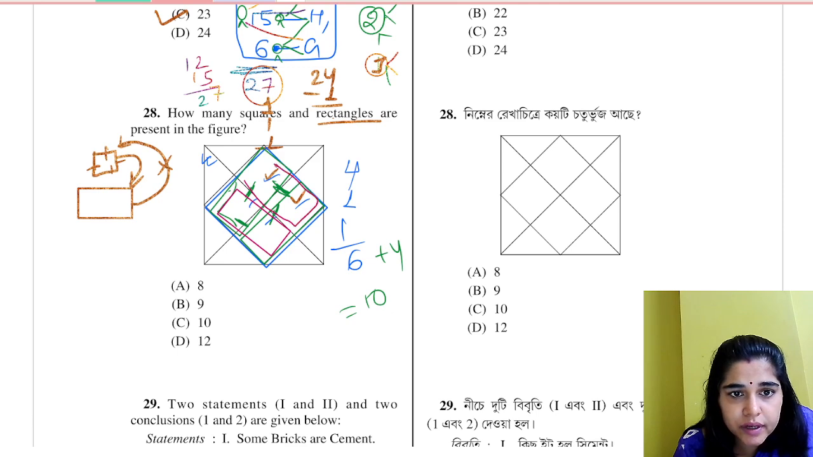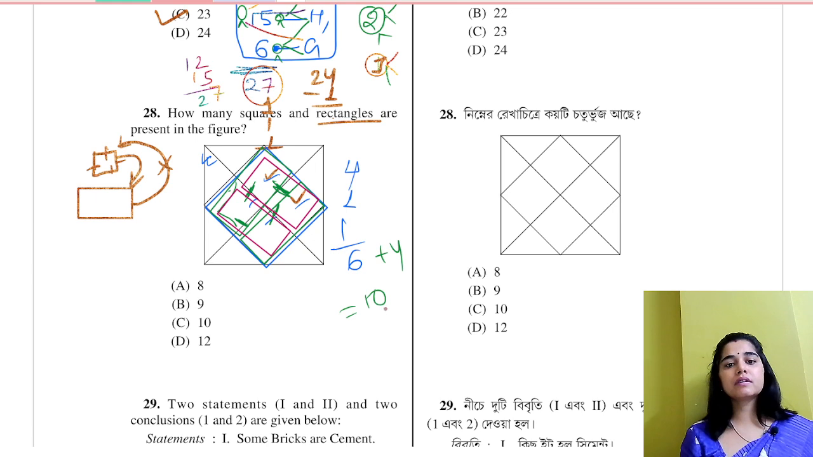And this one is also a rectangle. So in such a way, you have seen there are 4 rectangles. So the answer will be 10.